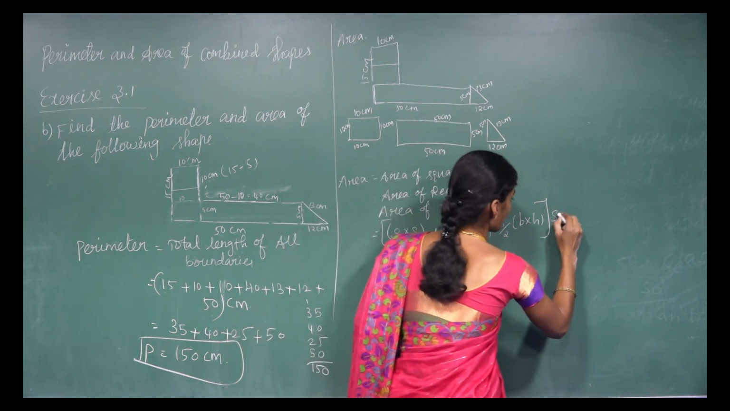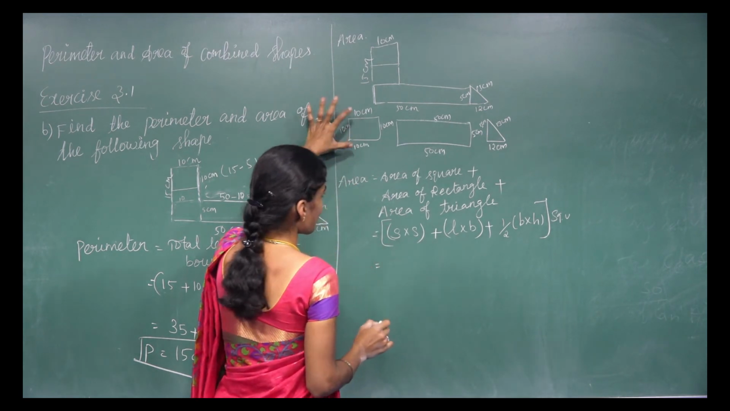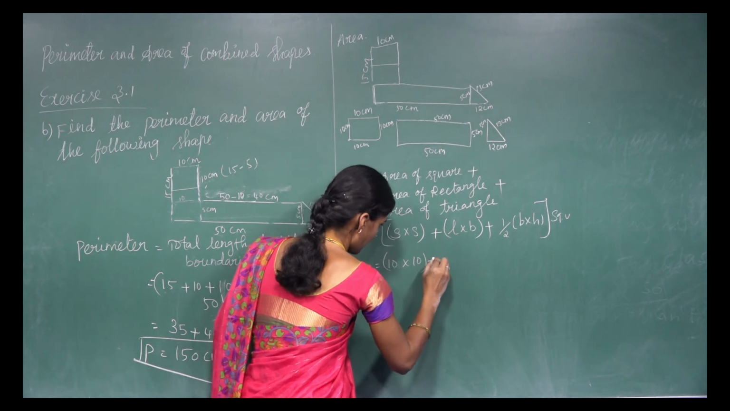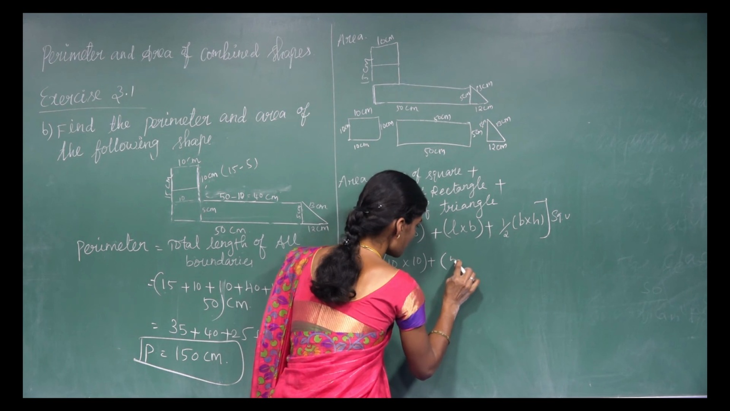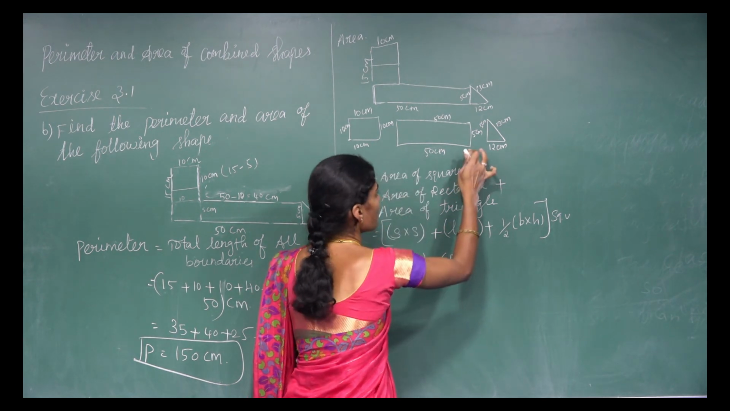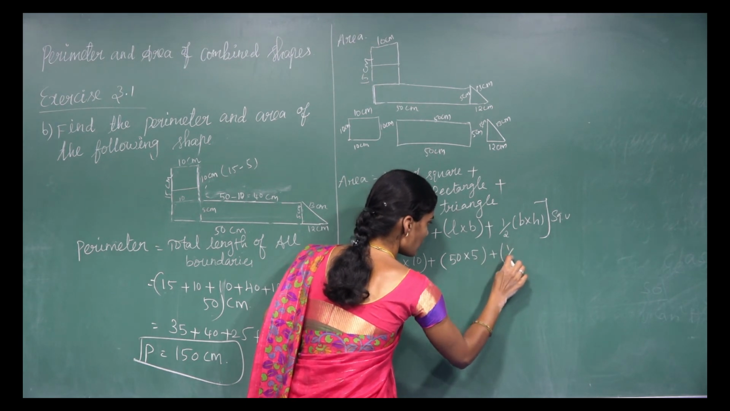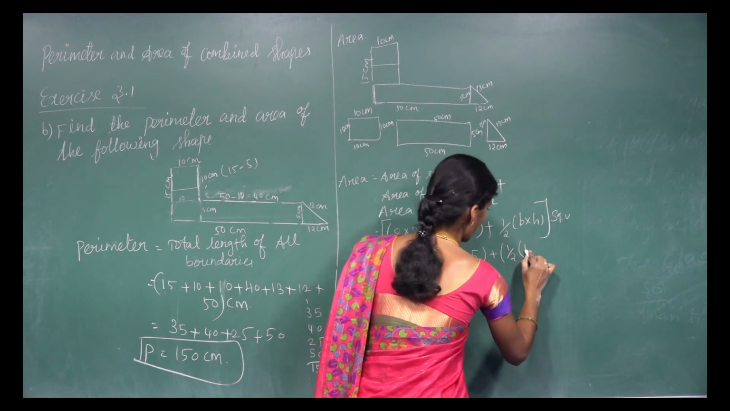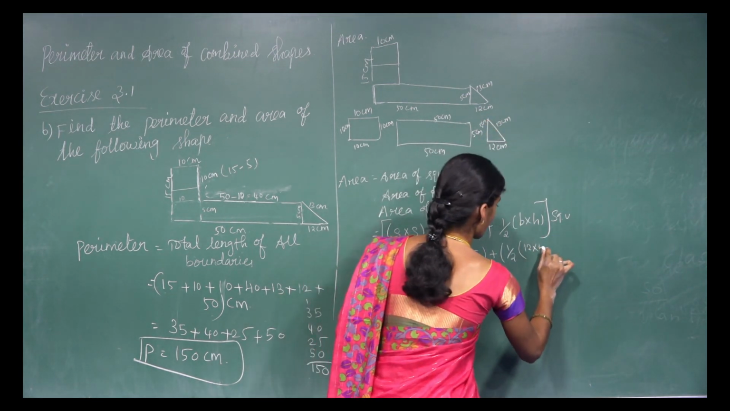Square unit. Okay? In this square, what is the side value? Definitely 10 into 10. Plus, next, what is the length value in rectangle? Length is 50 centimeter. What is the breadth value? 5 centimeter. Plus, next, 1 by 2 into, what is the base value here? 12. Into, what is the height value here? 5.